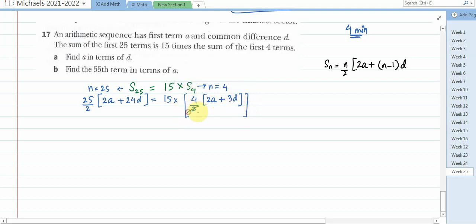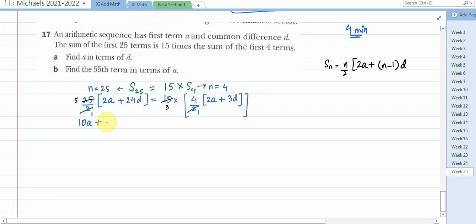2 1s are 2, 2 1s are 2. Both sides we have the cancellation of 2. We can do 15 and 25, 5 3s are 15, 5 5s are 25. Alright, now there is no cancellation any further. Now I'm going to multiply the brackets here. So 5 2s are 10a plus 24 times 5, and that will be 24 into 5. It's 120.